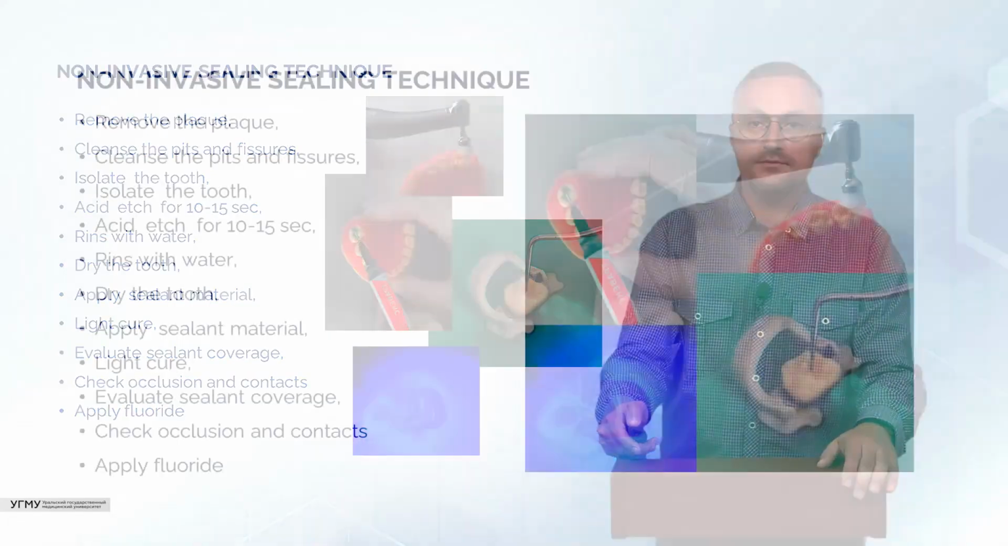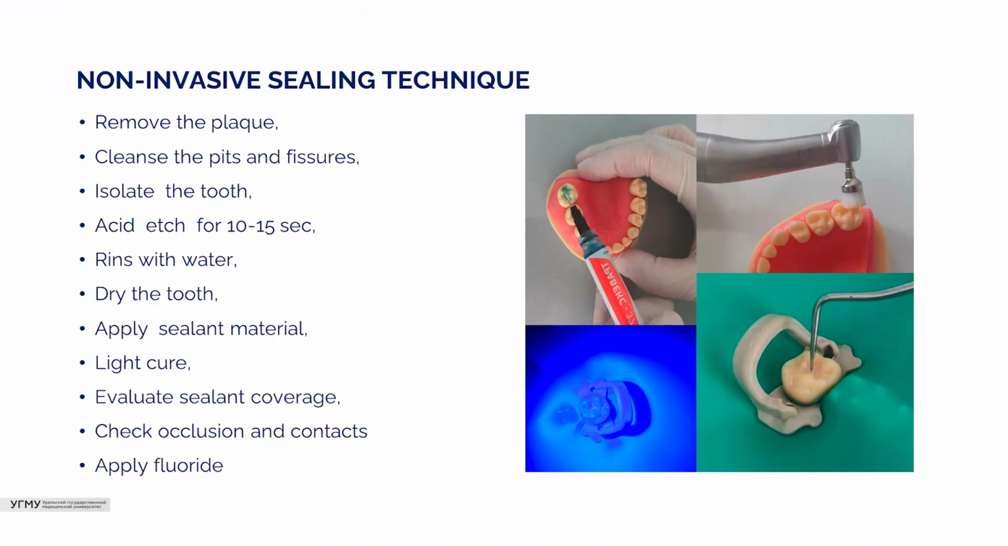First, non-invasive sealing, which is used on teeth with a medium initial level of mineralization. This is the most common option. The method is simple and fast. Remove the plaque, cleanse the pits and fissures, evaluate the surface to be sealed, isolate the tooth with a cofferdam or cotton rolls, acid etch for 10-15 seconds, rinse with water, dry the tooth, apply the sealant avoiding air bubbles, light cure, evaluate sealant coverage, check occlusion and contacts, remove excess sealant. The last step is to apply fluoride.